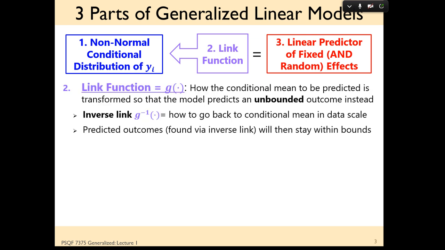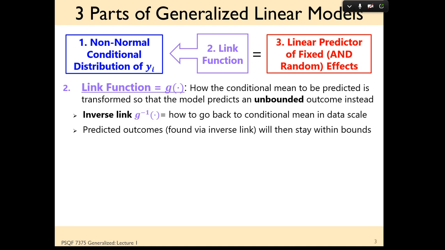Number 2 is a link function. In notation, it will be written oftentimes like this, G, sometimes it's H, but a dot like that. The key idea of this link function is that it is a transformation that takes an outcome that is bounded and not continuous, and it turns it into an outcome that is continuous and unbounded. You are not transforming the data.